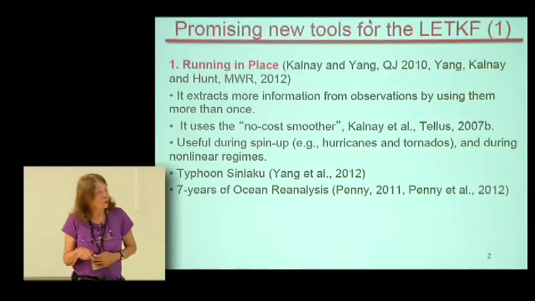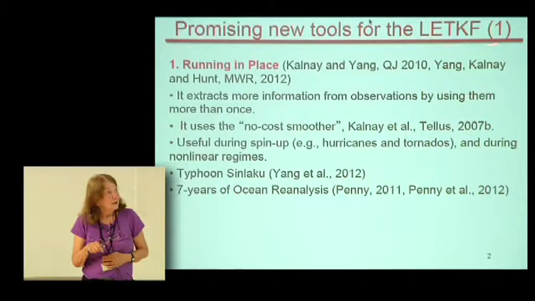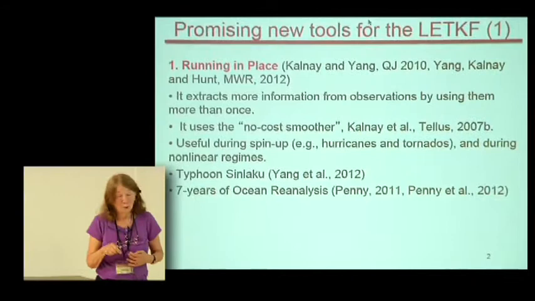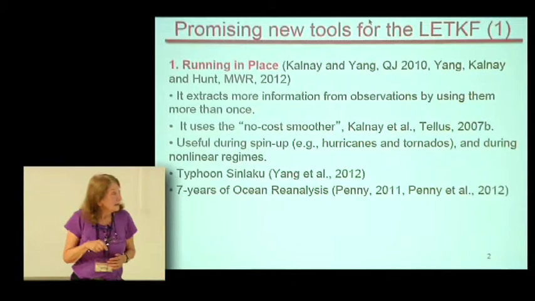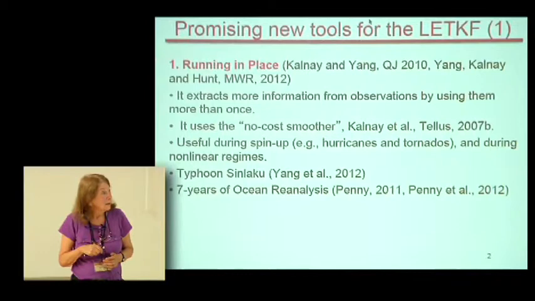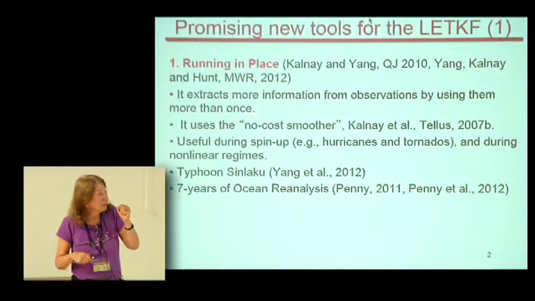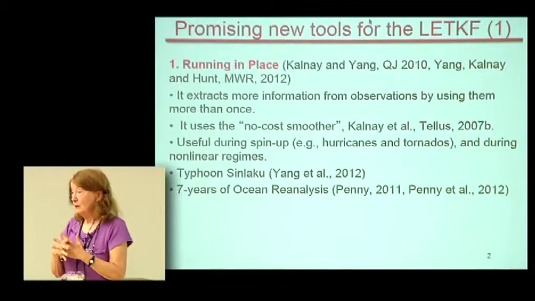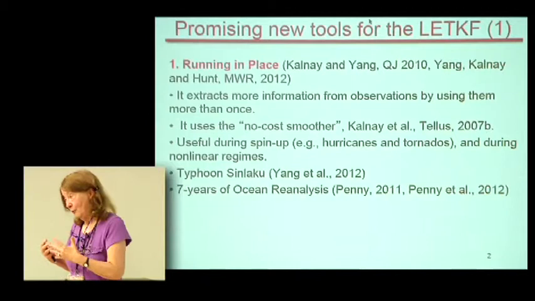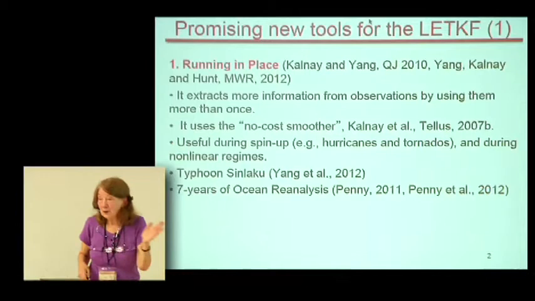First, I'm going to discuss something that we call the local ensemble transform Kalman filter, which we think is the best data assimilation scheme among all the ensemble Kalman filters. And then I'm going to talk about a method which we call running in place, in which we extract more information from observations by using them more than once. And using observations more than once is a very immoral and sinful thing, according to many people in data assimilation. For example, we had long fights before it was published, but I'll show you why and how it works very well.